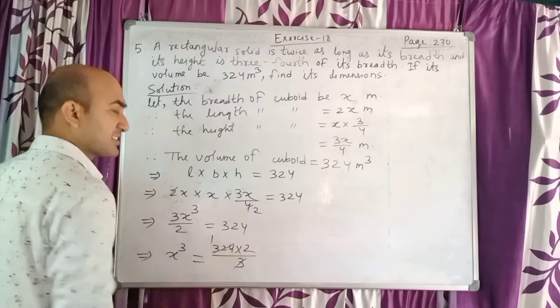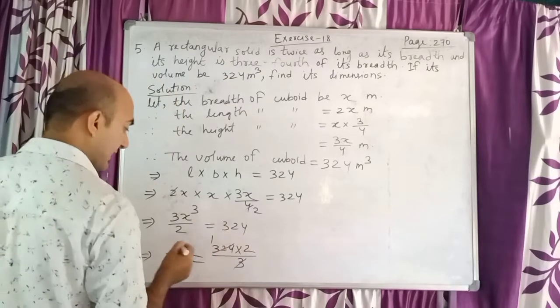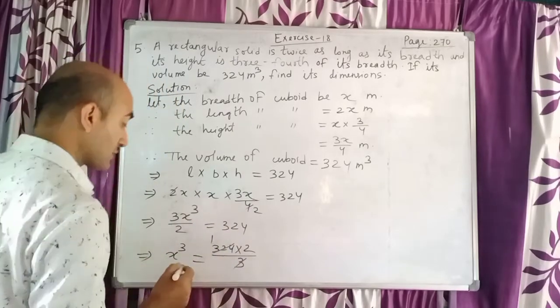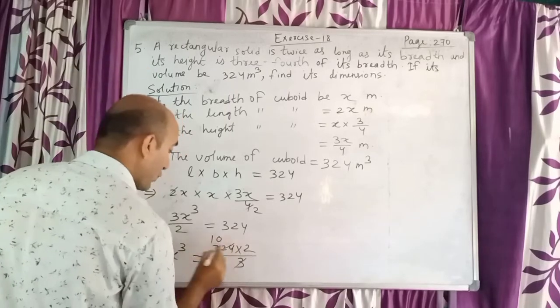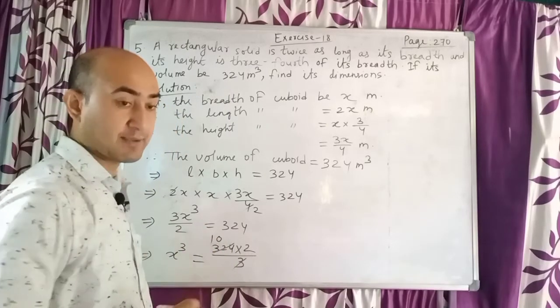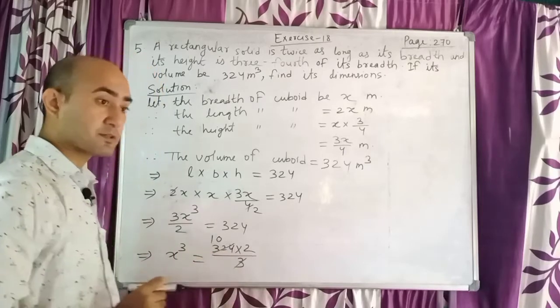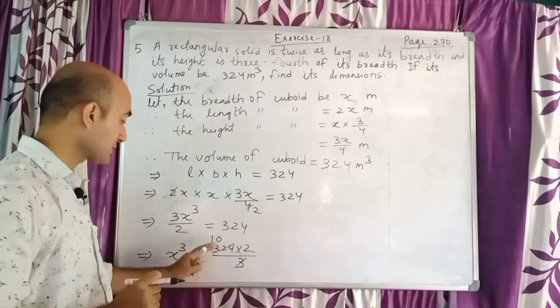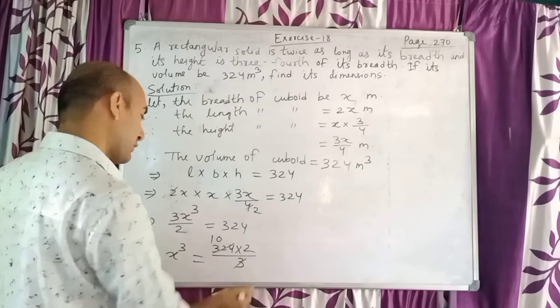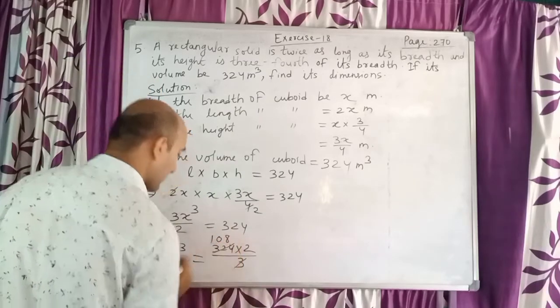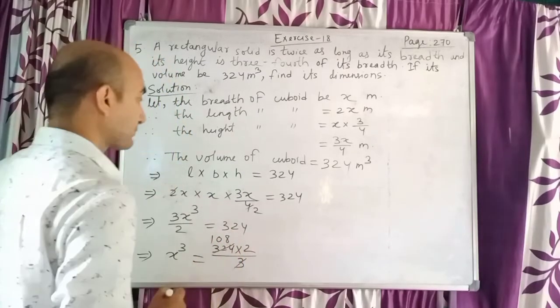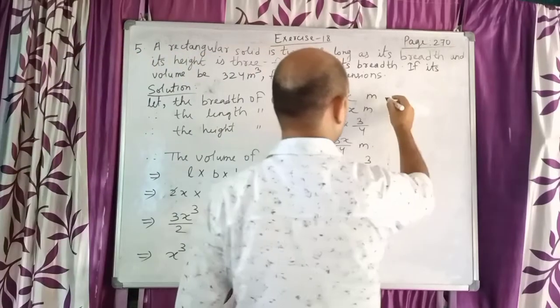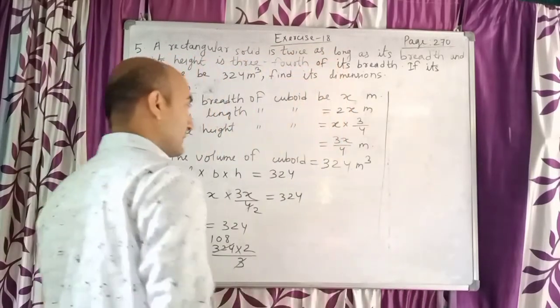Next is 3 8s are 24, but we cannot directly write 3 8s are 24 because only one number is allowed at a time. So if we are bound to take two numbers, then we have to put 0 and then we can take. Now 3 8s are 24.